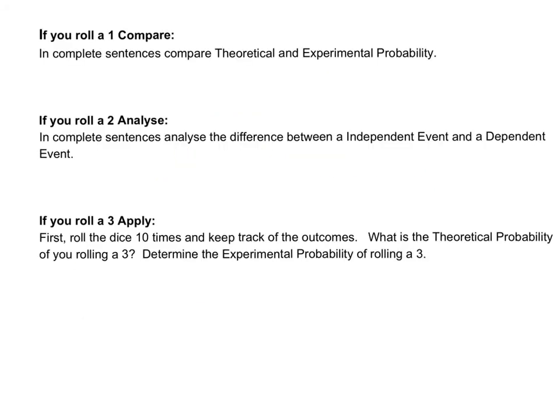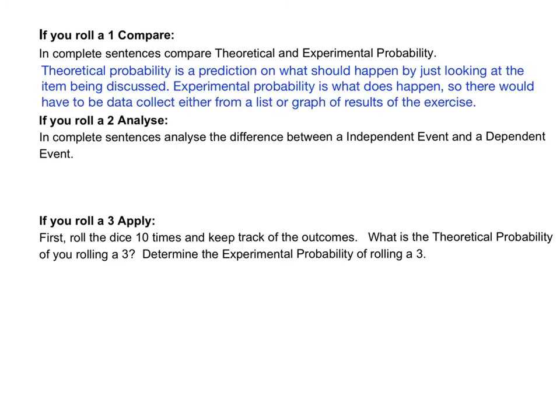So if you rolled a 1, we asked you to compare. In this specific one, we asked you to compare theoretical and experimental probability. Now hopefully you remember that theoretical probability is in theory. It is something that is beforehand that you were predicting. Experimental is when you actually do. It is action behind it.